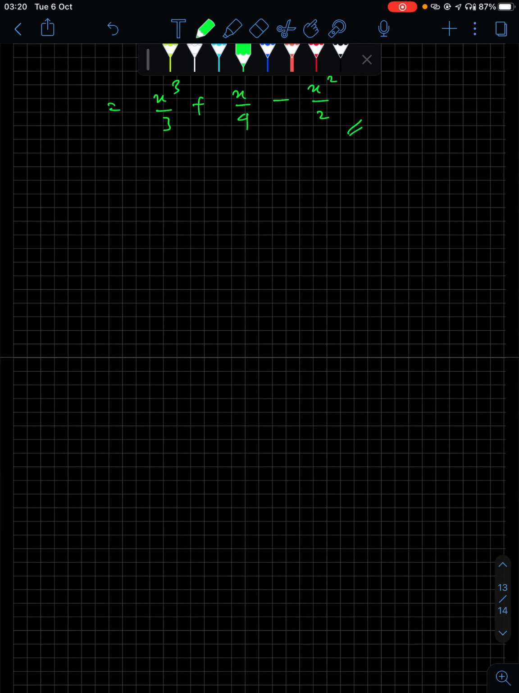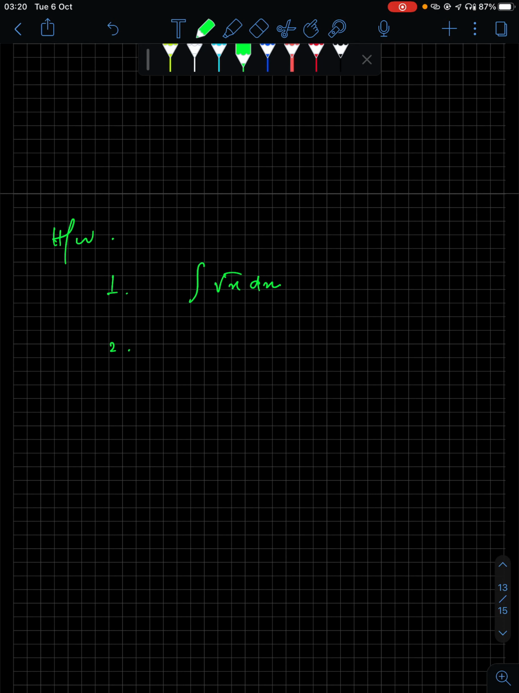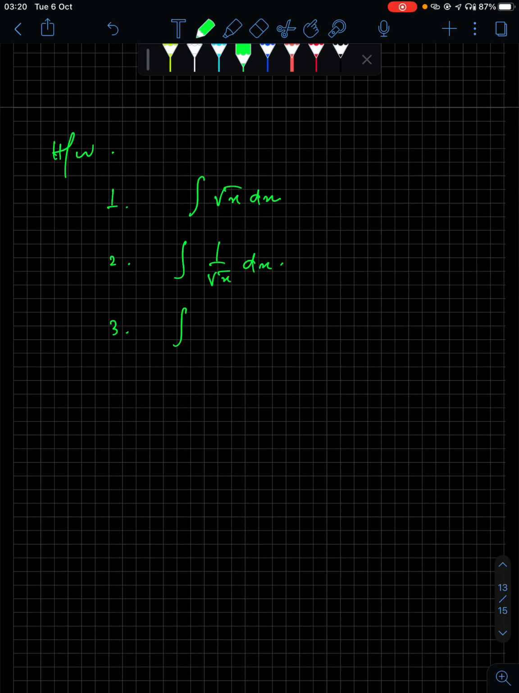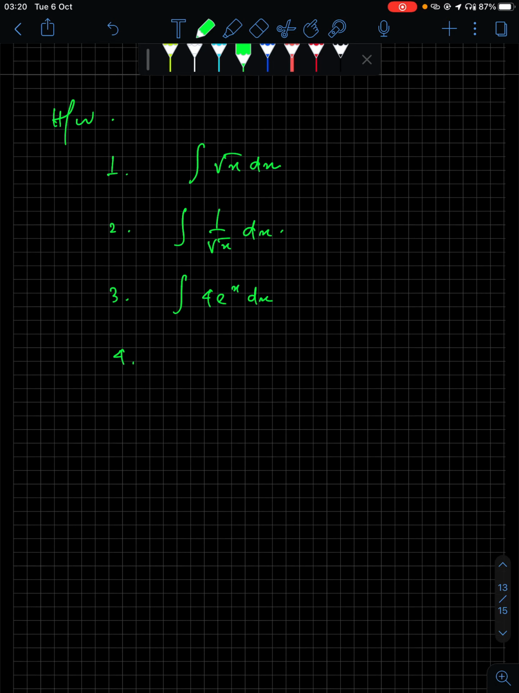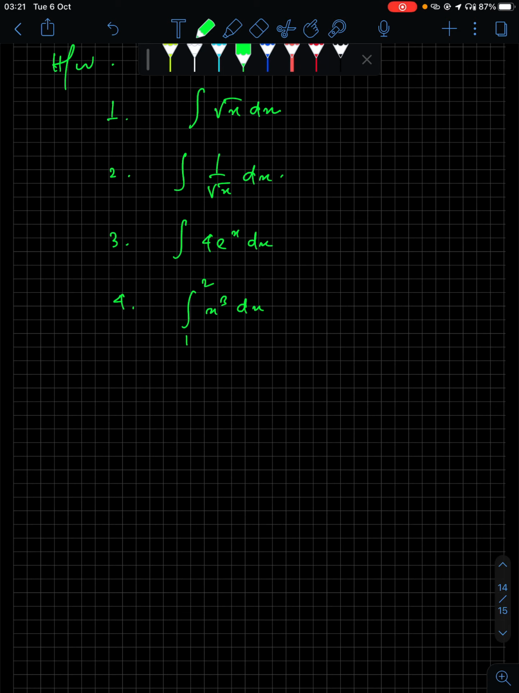Now some homework sums. Question number 1, integral root over x dx. Number 2, integral 1 by root over x dx. Number 3, integral 4 e to the power x dx. Number 4, integral x cube dx. Now this is a definite integral sum, so your limit is from 1 to 2. Number 5, integral u to v mv dv. m is the mass, m is a constant here. Okay.